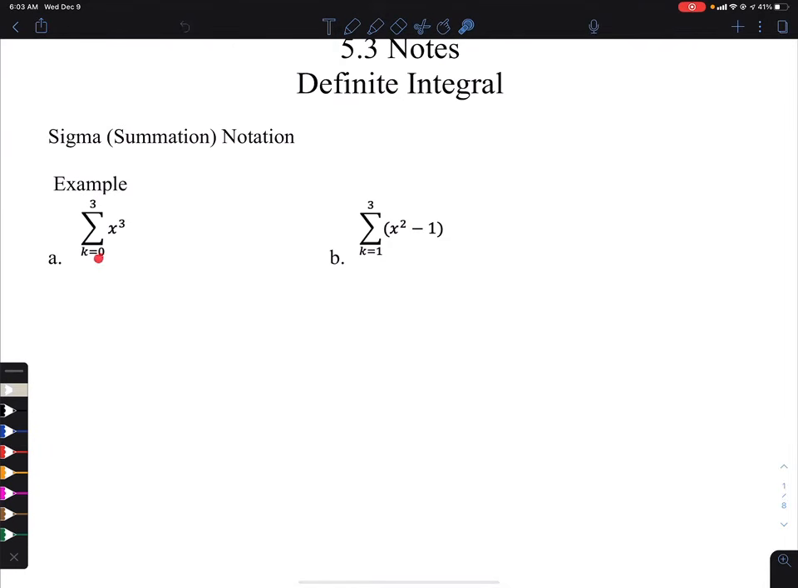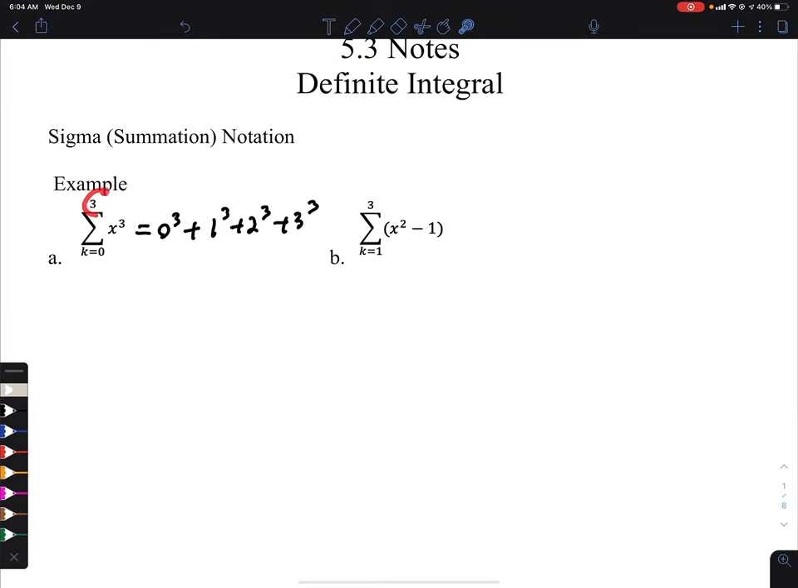So you're going to plug in the starting index 0. So if you plug in 0, you get 0 cubed. Then you increase this by 1. So now we're going to have k equals 1. Since summation, you're summing, we add. We plug in 1. And you keep on going. So next, you increase by 1. So now you plug in 2. Then you plug in 3.